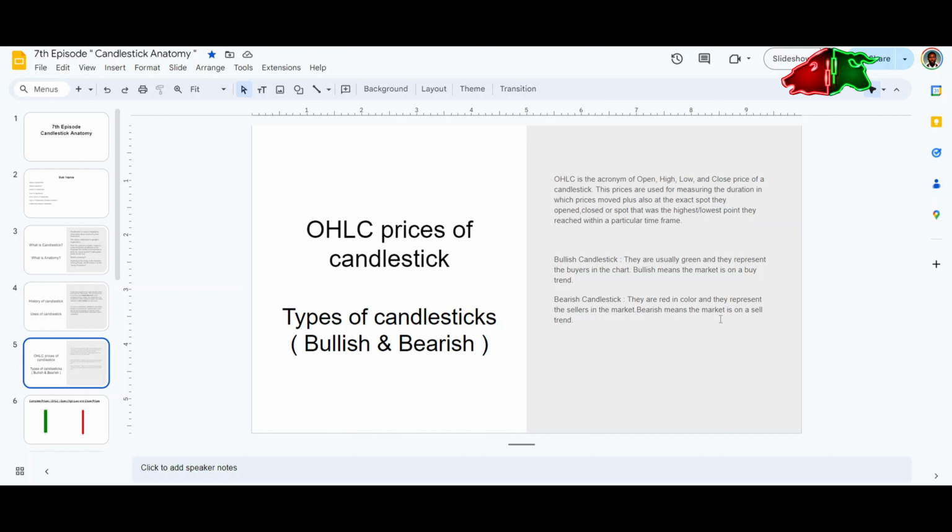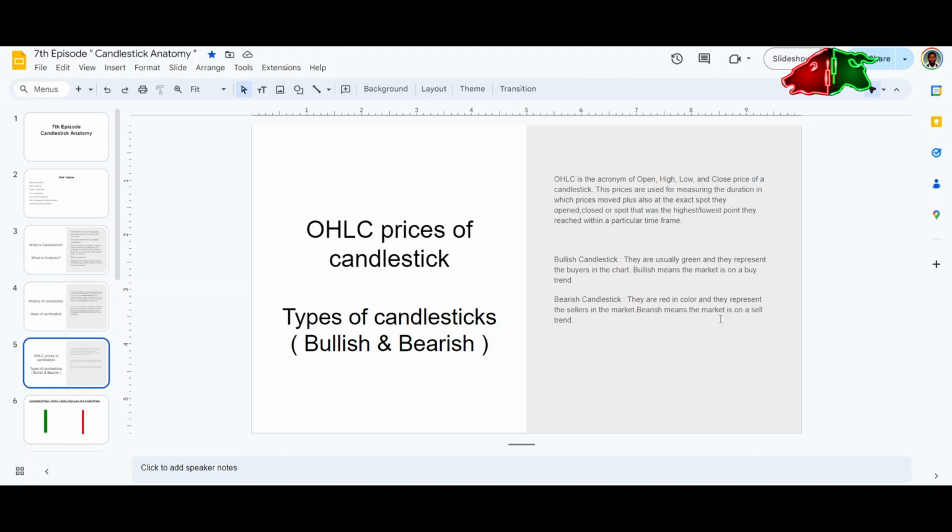So when you see a green candle, you should know the green candles always move upwards. When you see them moving upwards, you should know that's a buy trend. When something goes up, buy in Forex. When it comes down, sell. You understand? So basically, that is what it is.